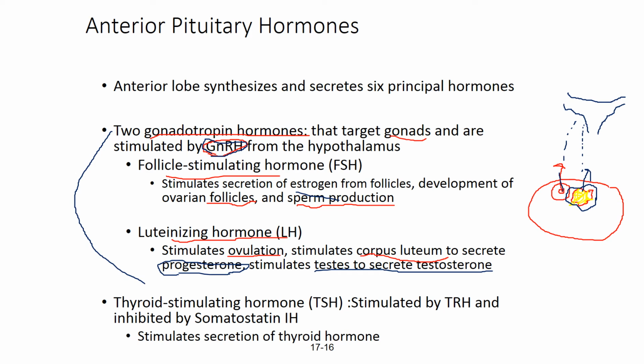So the next hormone is thyroid stimulating hormone, or TSH. And this one is stimulated by thyrotropic releasing hormone. This one comes from the hypothalamus. It can also be inhibited by somatostatin, an inhibiting hormone. So thyroid stimulating hormone has a hormone that can stimulate it and a hormone that can inhibit it.